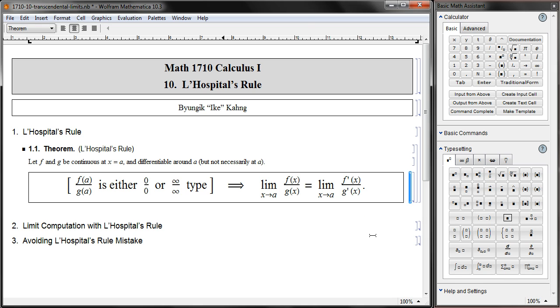Here's L'Hopital's rule. If you have a 0 over 0 type or infinity over infinity type, and of course f and g have to be continuous and differentiable and everything, then the limit of the fraction f over g is equal to the limit of the fraction of the derivatives, f prime over g prime. Do you see those primes here? Please do not get confused with the quotient rule. This is f prime over g prime.